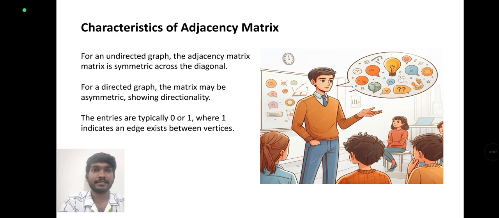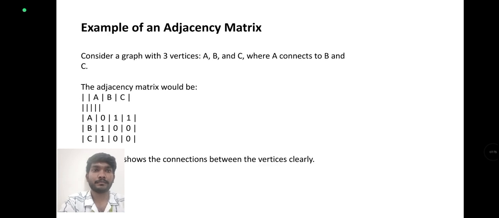Characteristics of adjacency matrix. For an undirected graph, the adjacency matrix is symmetric across the diagonal. For a directed graph, the matrix may be asymmetric, showing directionality. The entries are typically 0 or 1, where 1 indicates an edge exists between vertices.